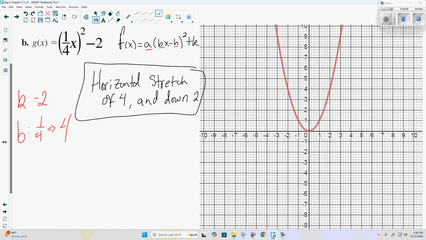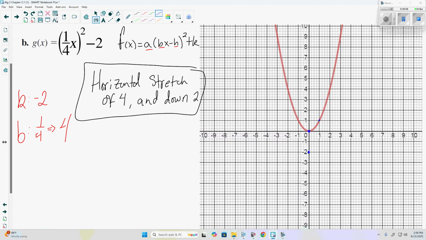The down 2, so our original point was at 0, 0. It's now going to be at 0, negative 2. We moved it down 2. Yes? Now from here, if we looked at points, our next nice point on the parent function is the point 1, 1. We went over 1 and up 1. Yes?